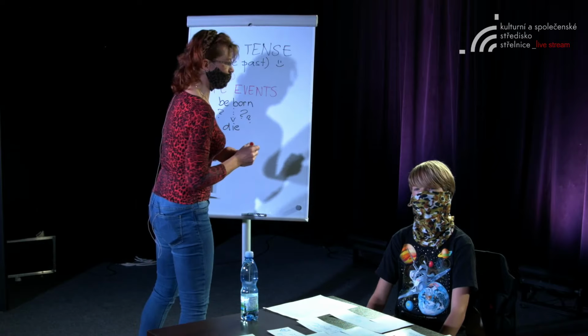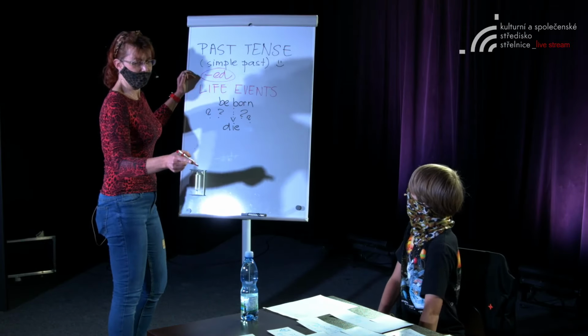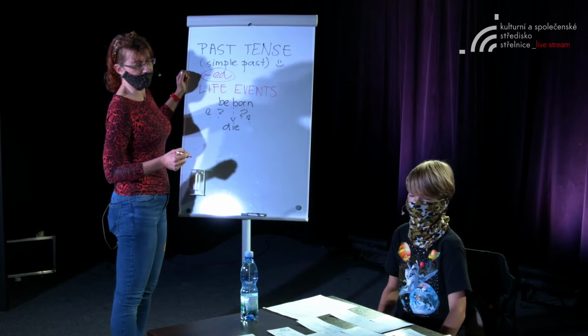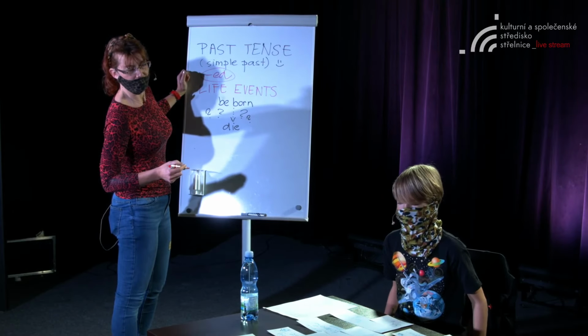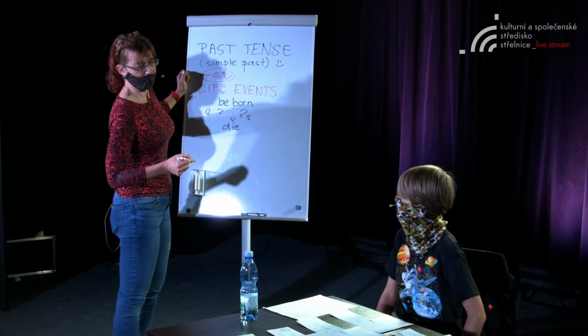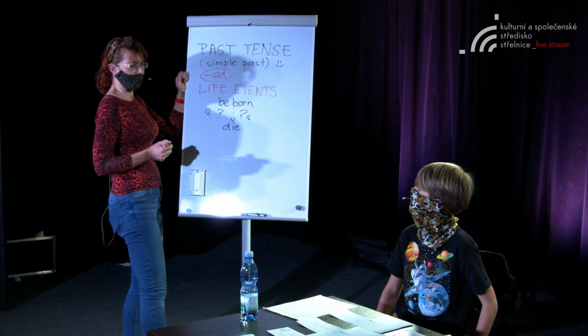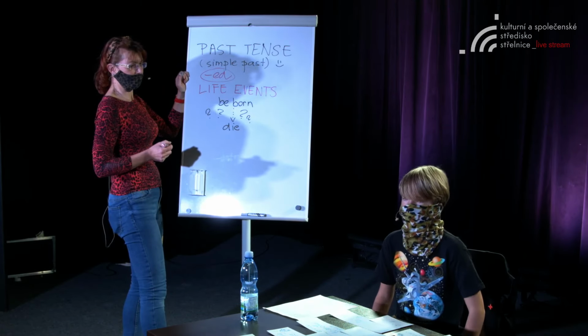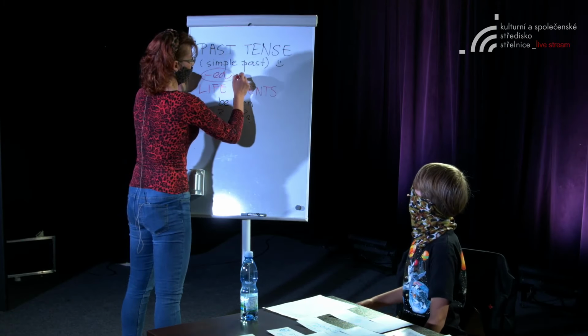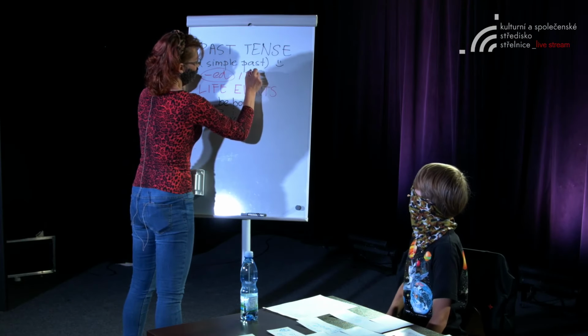And how about the other ones? We had some more that didn't end with -ed, like grew up and was born. What to do with them? How do we call these verbs? We call them irregular.